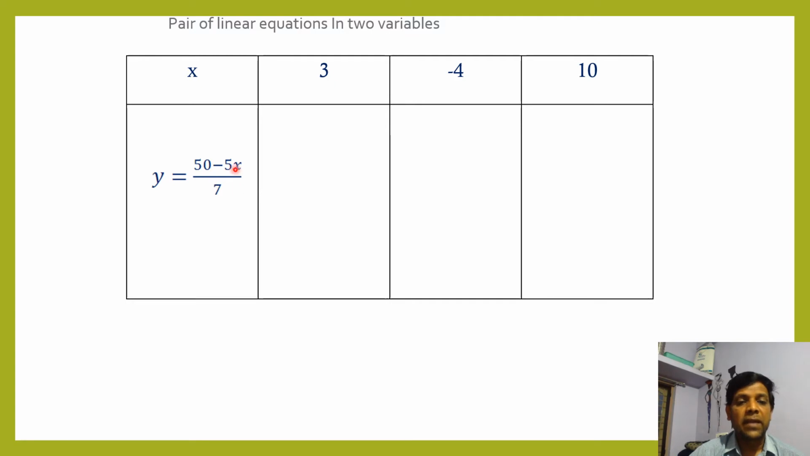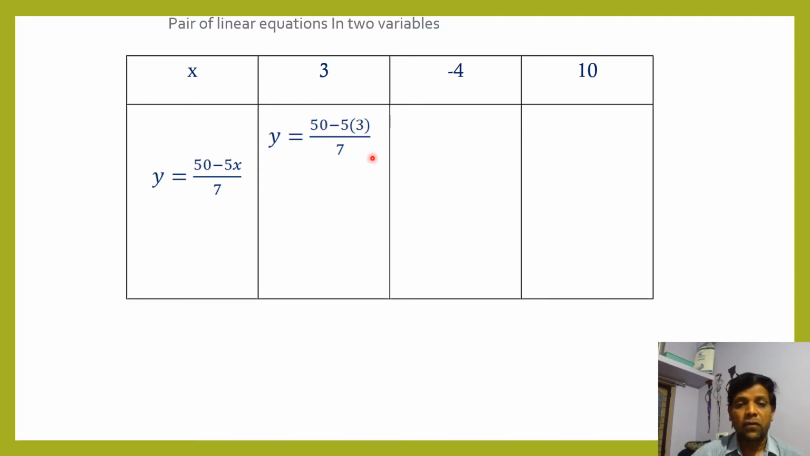50 minus 5x by 7. First equation: y equals 50 minus 5x by 7. X equals 3. Find the y value. Y equals 50 minus 5x, which means 5 into 3, by 7. So y equals 50 minus 5 into 3, by 7. 5 3s are 15. 50 minus 15 by 7.